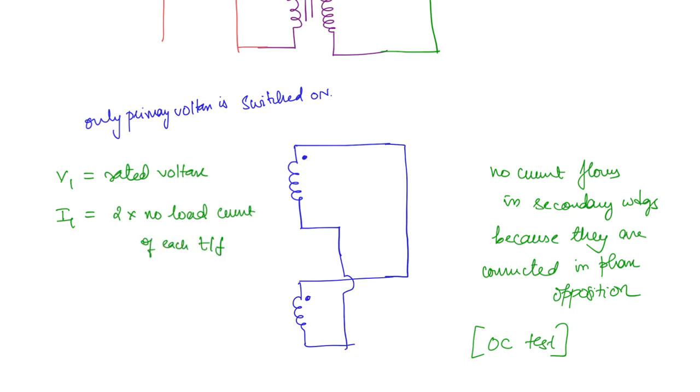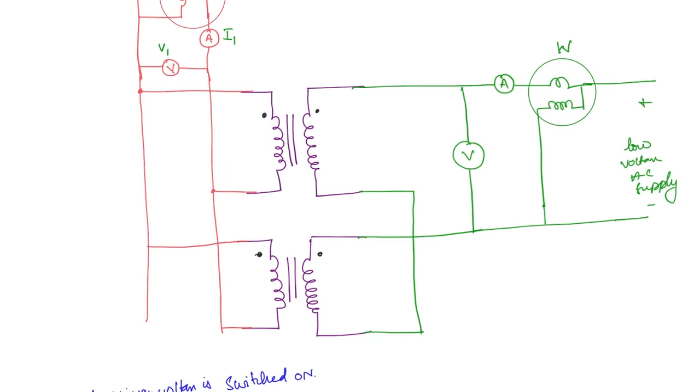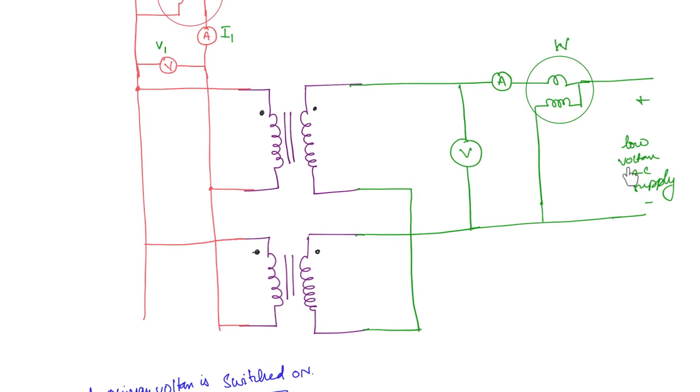And what about the wattmeter? This is going to be 2 times the no load losses of each machine, the no load or the core losses. So this is for the primary voltages. Now we will see what is the effect of the secondary voltage.